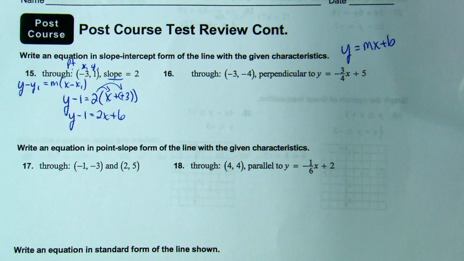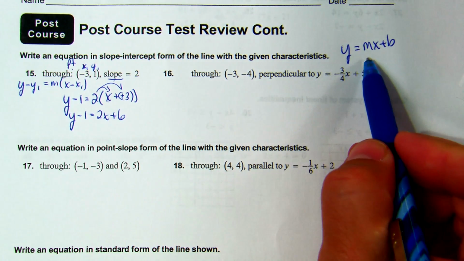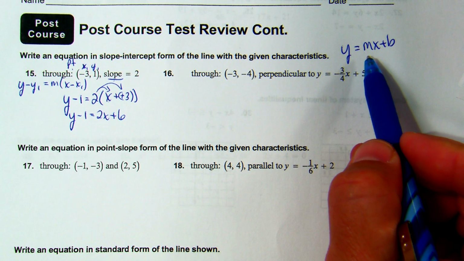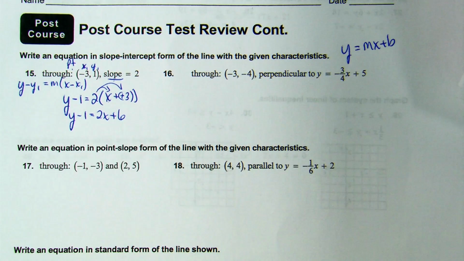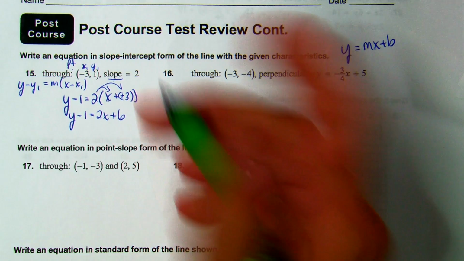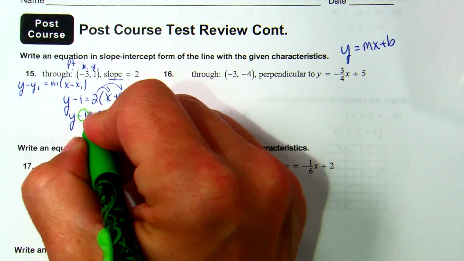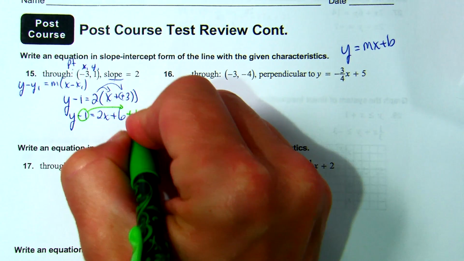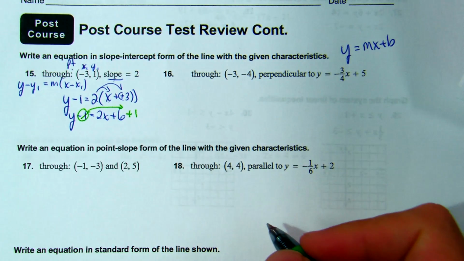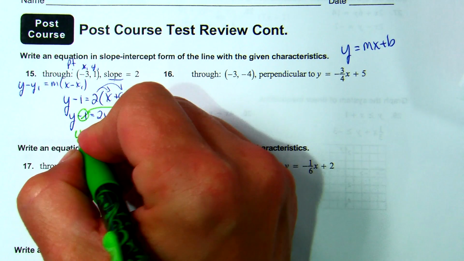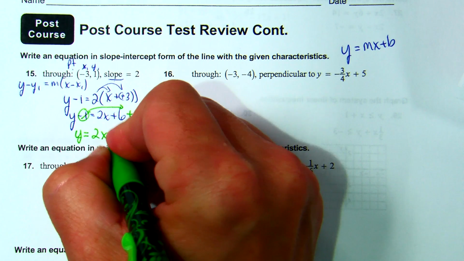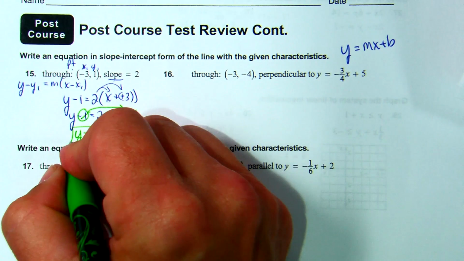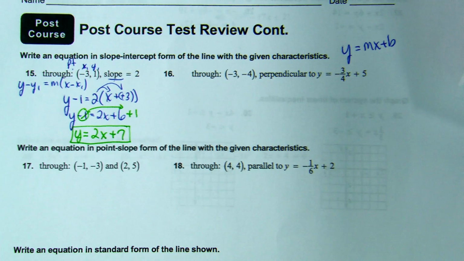At this point, I also know that I need to get this into slope-intercept form. So I need it to look like this. I need to get y by itself. And to get y by itself, I'm going to have to move the 1 across to the other side, which means I add 1 to both sides. So the final form here is y equals 2x plus 7. And that should do it. We have it in our slope-intercept form.